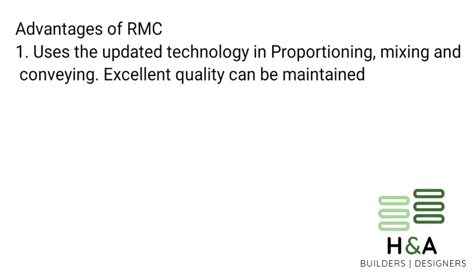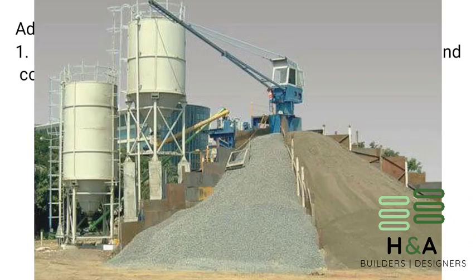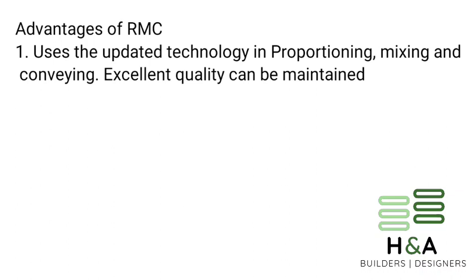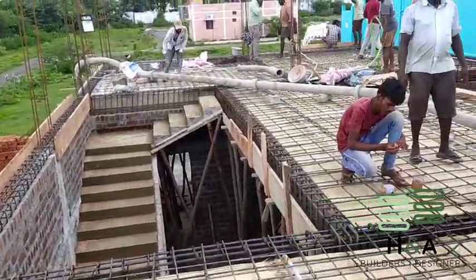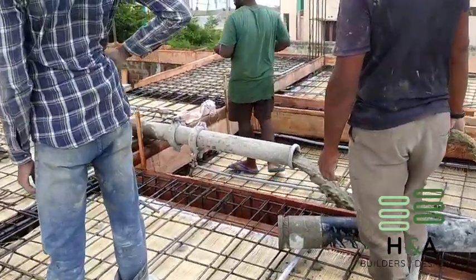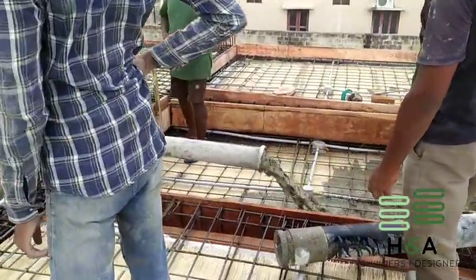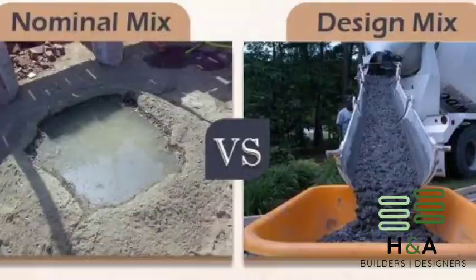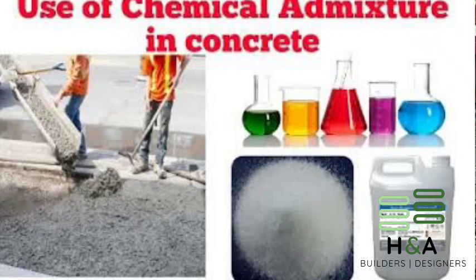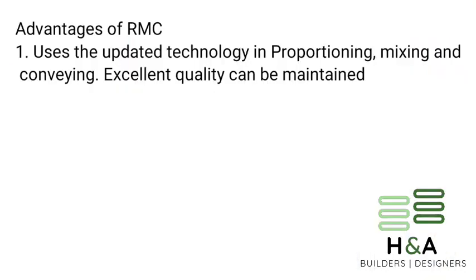In RMC they have updated technology in proportioning, mixing and conveying. Hence an RMC plant can maintain excellent quality, that is we can achieve more strength in concrete with less quantity of cement compared to the standard mix design, because RMC follows a design mix proportion instead of a standard mix proportion. Also they mix chemical admixtures to increase the workability of concrete, but in hand mix we have to follow the standard mix design only.